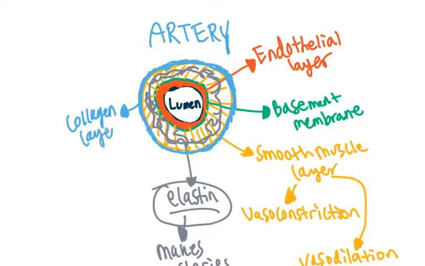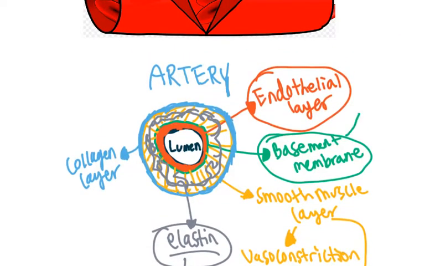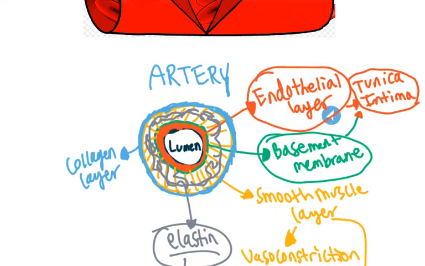All right, and so now, before we start talking about something else, let's go and actually name the layers. Our endothelial layer and our basement membrane layer fall into one category in terms of layers. What's that category? Well, that category is called our tunica intima layer of our artery blood vessel. Our tunica intima layer involves our endothelial layer and our basement membrane layer.